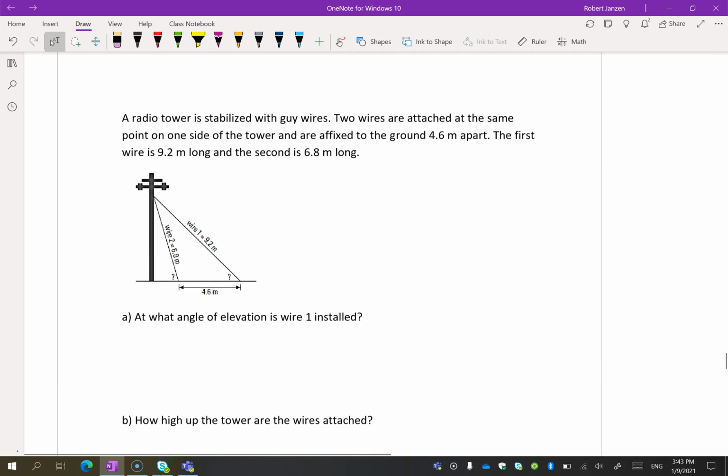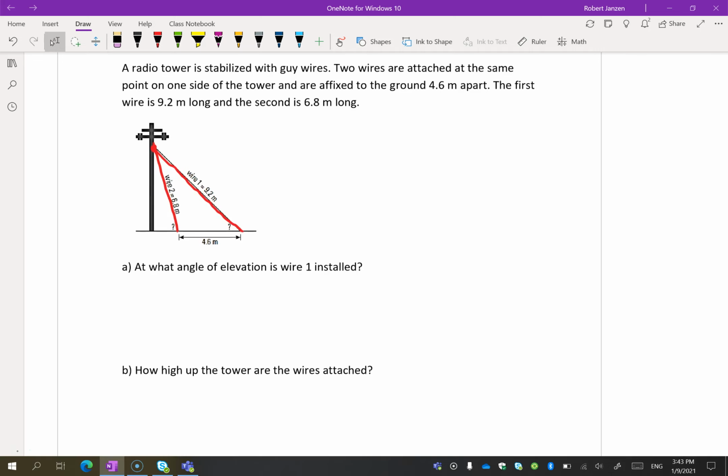Moving on to the next one. Again, I'd like you to try it first. I don't want me to be the first one to do it. Let's quickly look at it though. The radio tower is stabilized by two guy wires. So the guy wires run from the tower and down to the ground like this. Two wires are attached at the same point on the one side of the tower and are affixed to the ground 4.6 meters apart. The first wire is 9.2 and the second is 6.8 meters long.